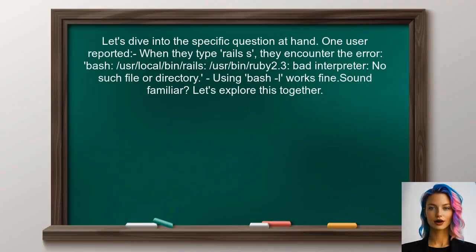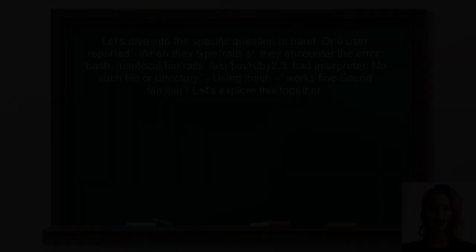Let's dive into the specific question at hand. One user reported that when they type rails s in the console, they encounter the error bash: /usr/local/bin/rails: /usr/bin/ruby2.3: bad interpreter: No such file or directory. They also mentioned that using bash -l allows them to run the command without issues. Sound familiar? Let's explore this together.